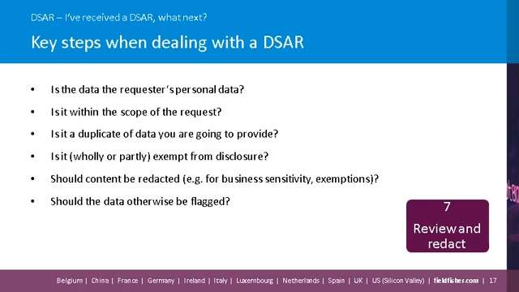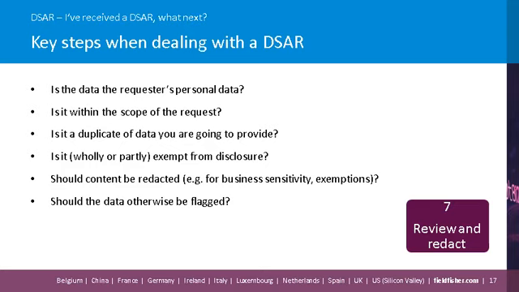You will also need to consider whether the information is in scope of the request. As I mentioned earlier in the session, some of the information may fall outside certain date ranges, so therefore it would fall out of the scope of the DSAR. You should also consider whether the information you're looking at is actually a duplicate of data that you're already going to provide the individual. So where you have a copy of the same email chain several times in the dataset, you only need to provide just the one email chain.